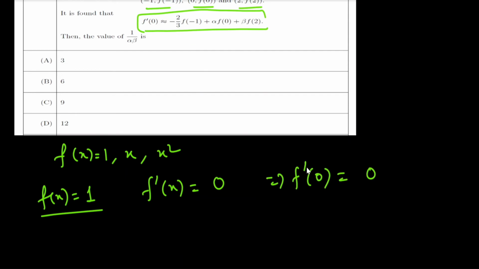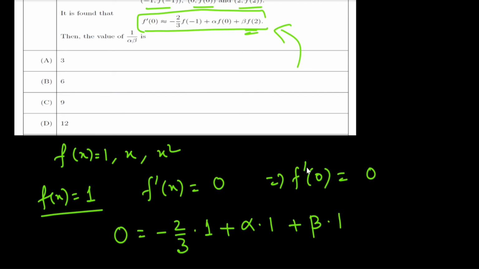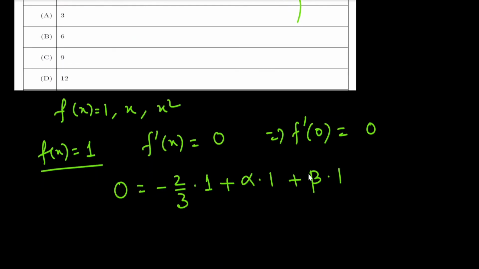So f dash 0 equal to 0. Now we put in this form, then we get 0 equal to minus 2 by 3 f of -1, and f of -1 means here simply 1, then alpha f0, plus alpha f0 means again 1, plus beta into f2, and f2 means again 1. So this implies alpha plus beta is equal to simply 2 by 3.